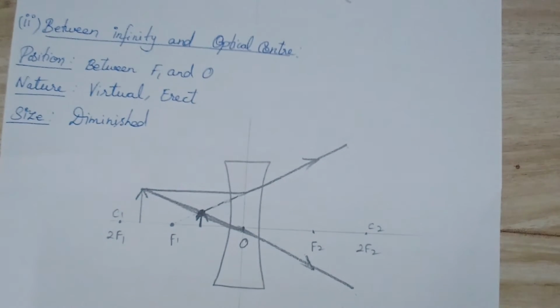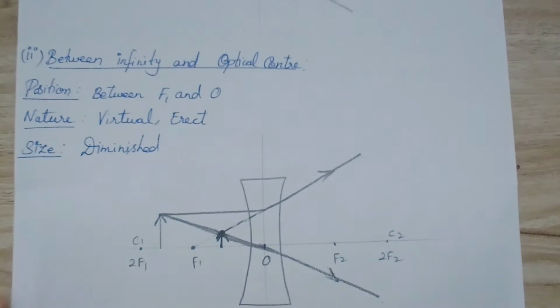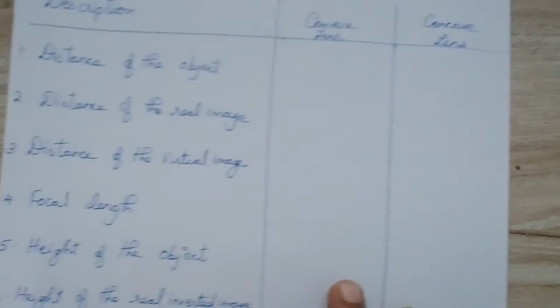These are the image formations by the concave lens. When the object is at infinity, and when it is between infinity and the optical center, we get the image at F1 and O. In both cases you will get a virtual and erect image. At infinity you will get a point sized image, and between infinity and optical center you will get a diminished image. These are the two images formed by the concave lens.